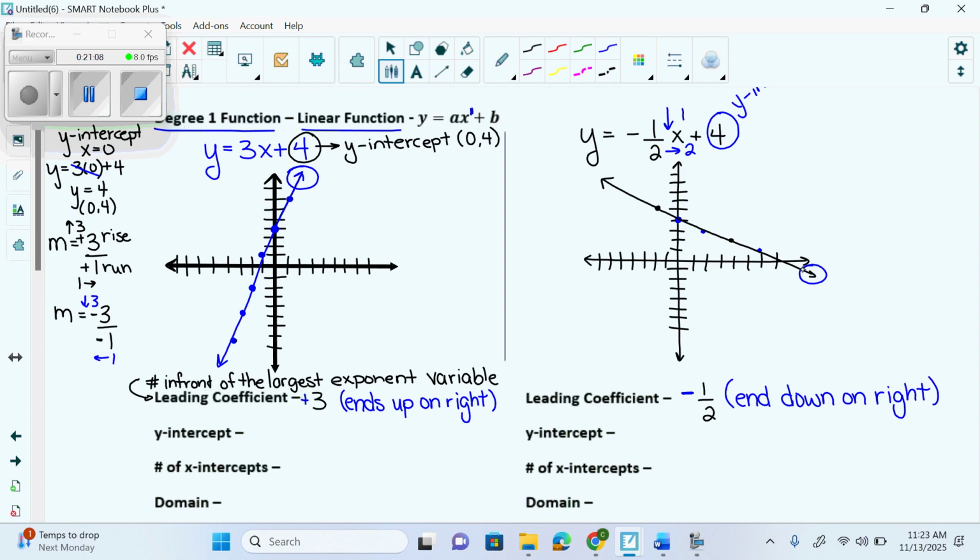What's my y-intercept on this one? It's written. What is my y-intercept? Guys, what's my y-intercept? 0, 4. What's my y-intercept for this one? 0, 4, same thing.